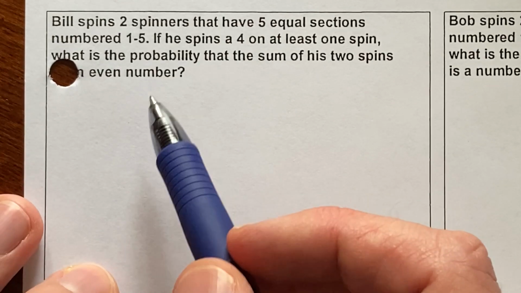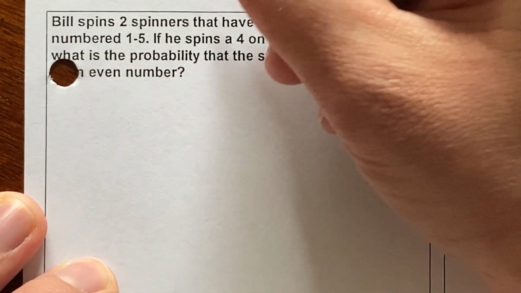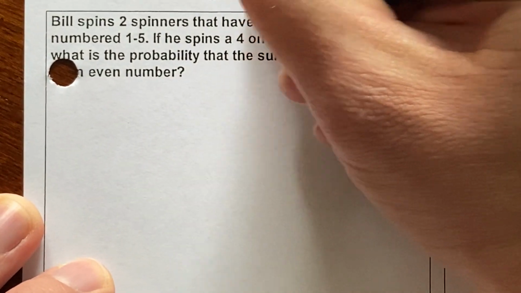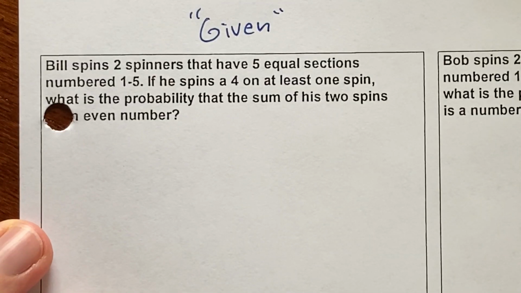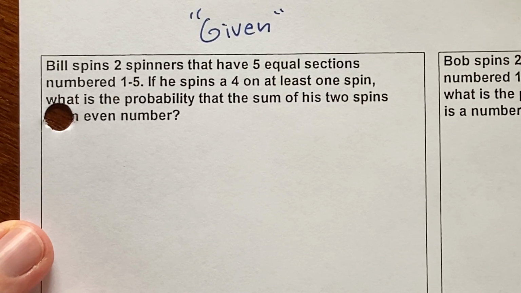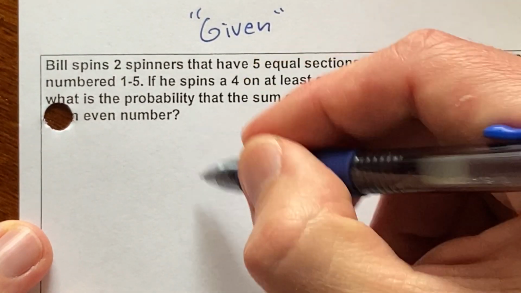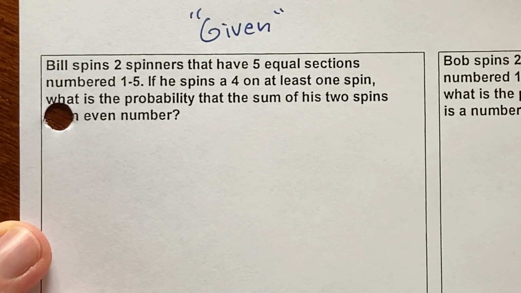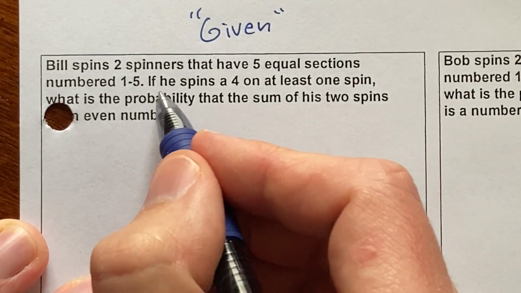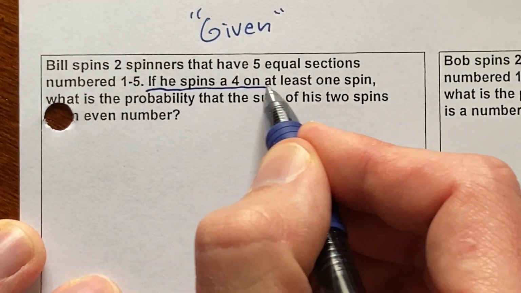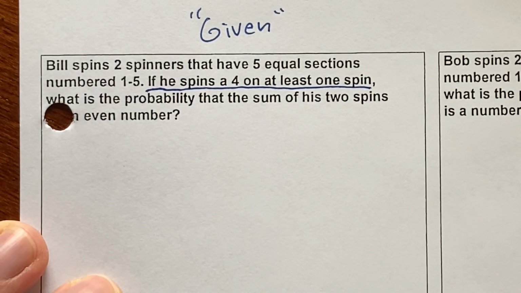Well, there's a phrase that we just talked about a little bit ago, and it was given. And when we saw given, we underlined that. And that's the only one we looked at. We circled the ones that we were looking for and went from there. So if he spins a 4 on at least one spin, that's like saying given.